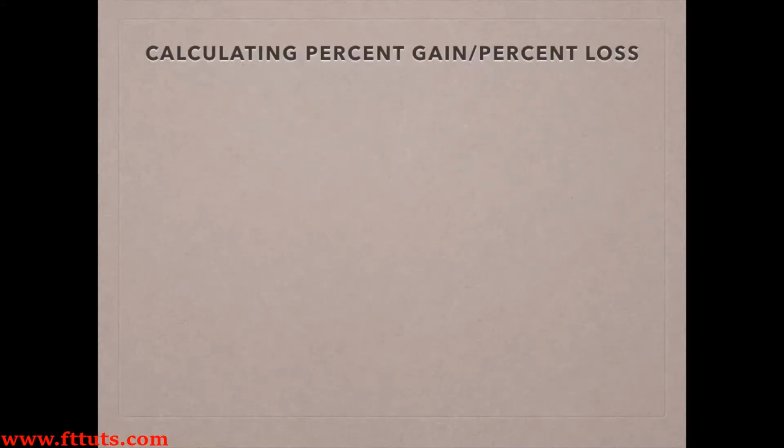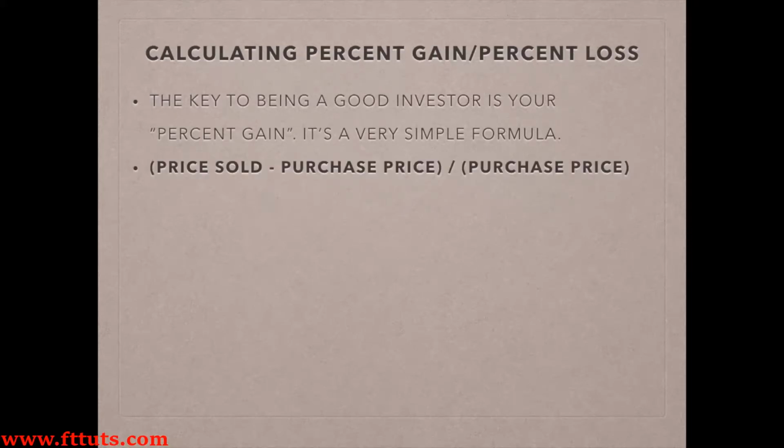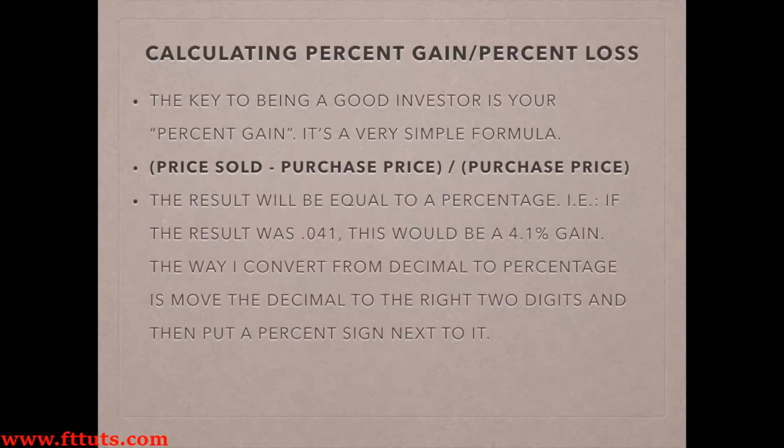Calculating percent gain, percent loss. Now, the cash is awesome, don't get me wrong, but the key to being a good investor is your percent gain. And the great thing about figuring this out is it's a very simple formula. Price sold minus purchase price divided by purchase price. The result will be equal to a percentage. So, as an example, if the result was 0.041, this would be a 4.1% gain. The way I convert from decimal to percentage is move the decimal to the right 2 digits and then put a percent sign next to it. May seem juvenile, but it's quick and it works.